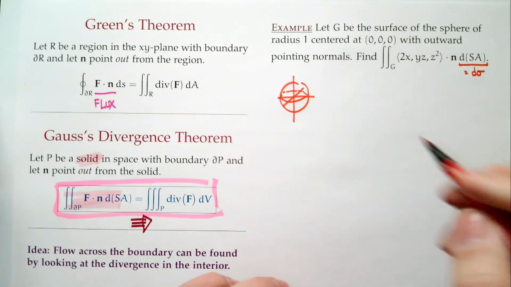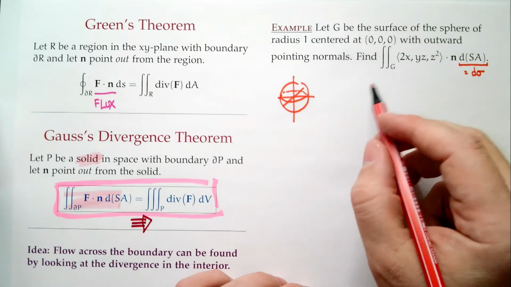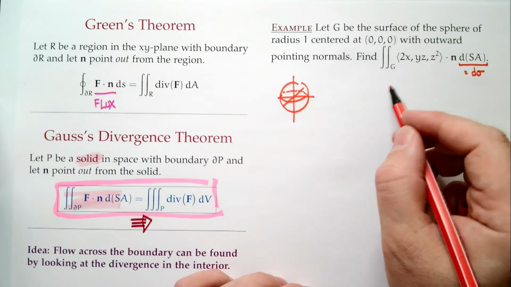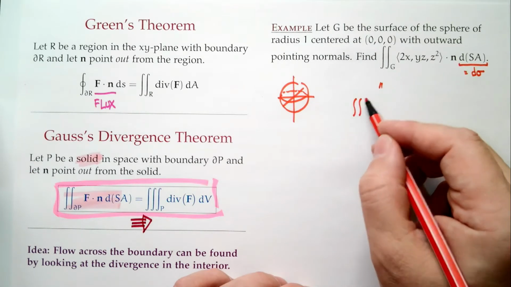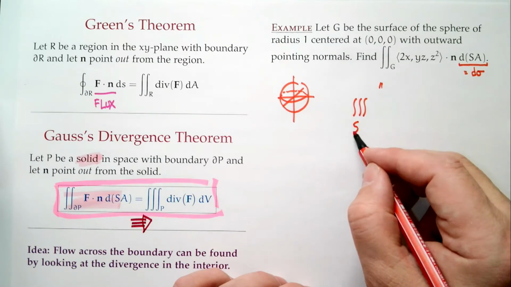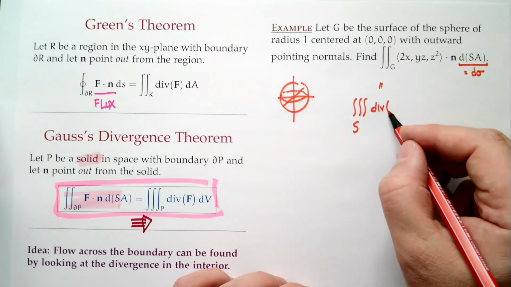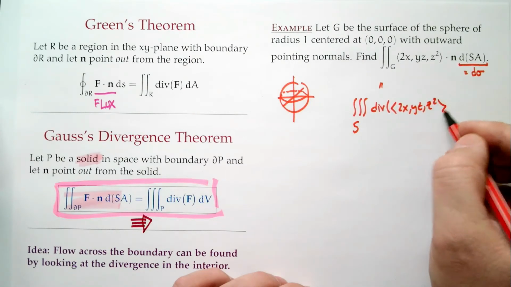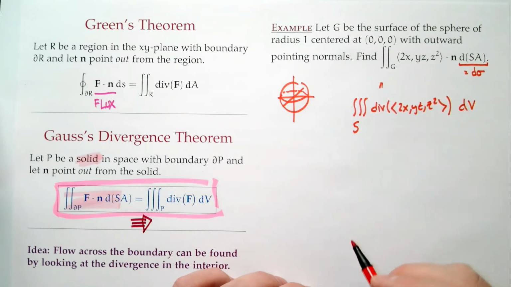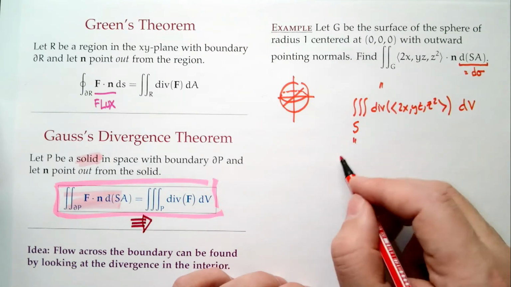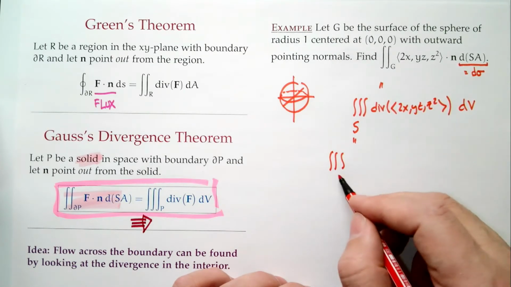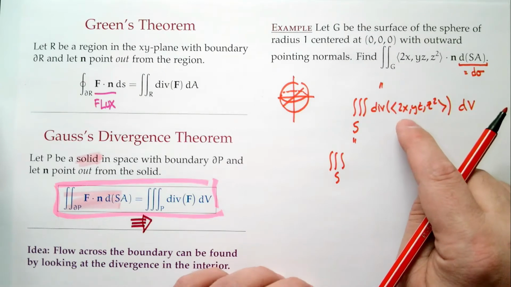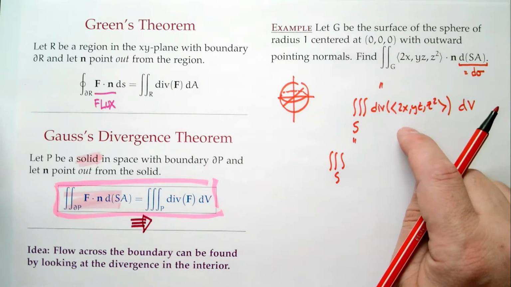All right, so the divergence theorem says that this integral over G is equal to the integral over the whole solid sphere, we'll call it S, of the divergence of (2x, yz, z squared) dV. So let's compute the divergence. So this is also a test of, do you know how to compute divergence?